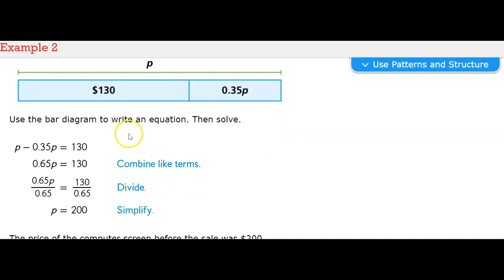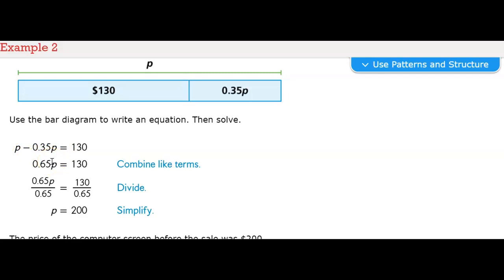So we have P, which is the total cost of the screen, minus the 35% times that price. That's why we have 0.35 times P. Again, that's 35% as a decimal, and we're subtracting it because that is how much money is taken off of the price. So we're going to subtract that from the total price. And so now we have 65% P.